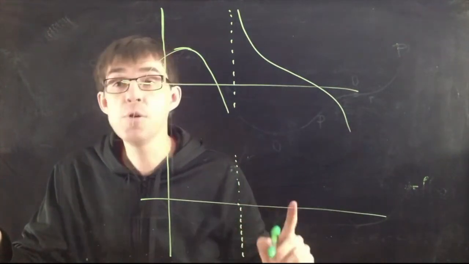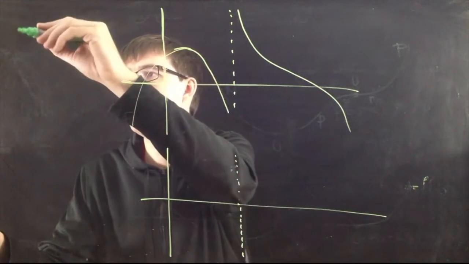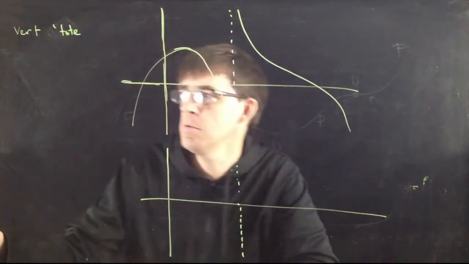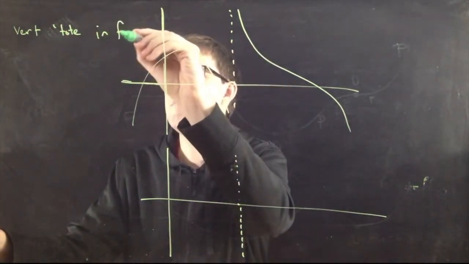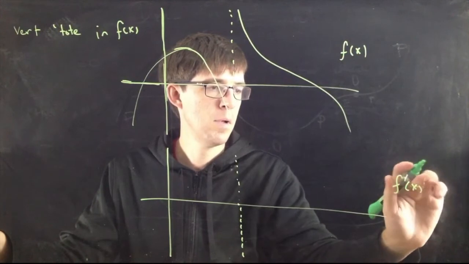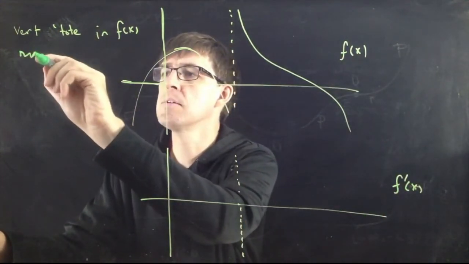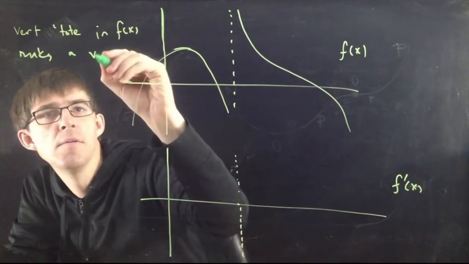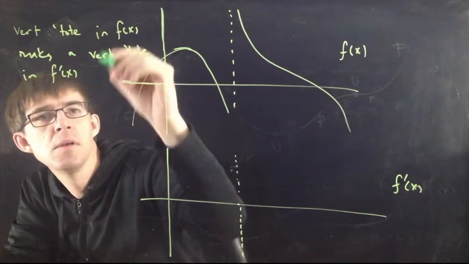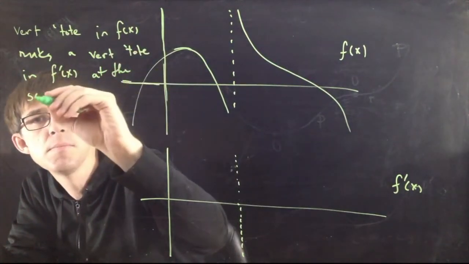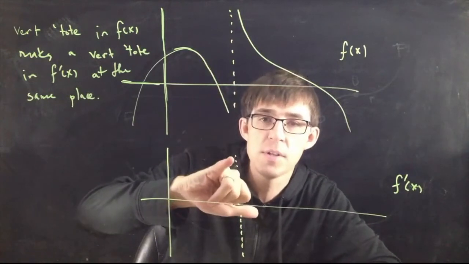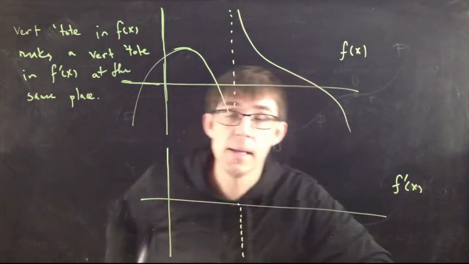All right. So how do you handle asymptotes? I'll write the slogan over here. So this is for handling a vertical asymptote in f of x. This is the original function, and what I'm drawing down here is the derivative. A vertical asymptote in f of x makes a vertical asymptote in f prime of x at the same place. Right? The asymptote here causes an asymptote in the derivative at the same x value.